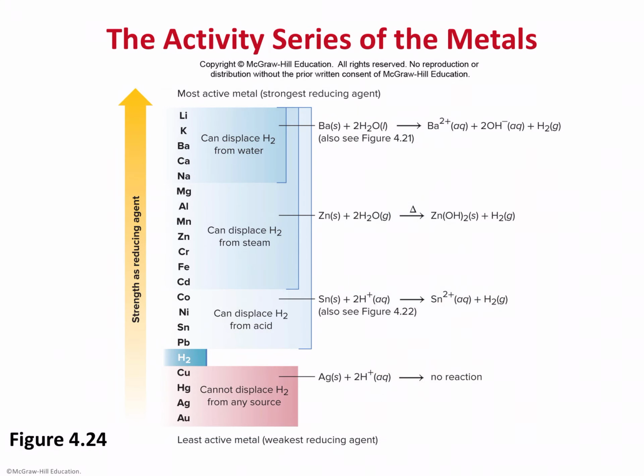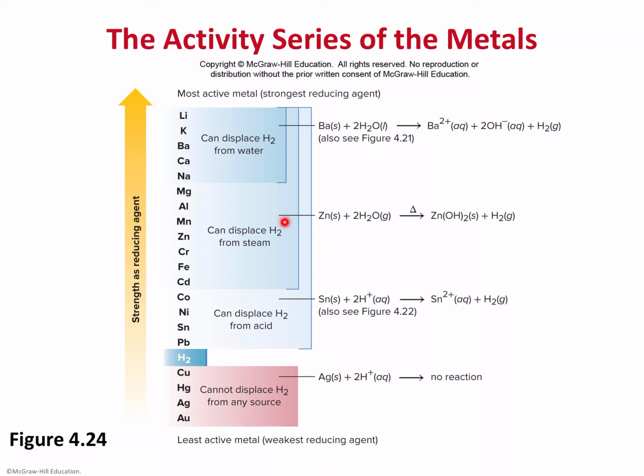Now, based on that activity, which element can displace which kind of elements, if you put it together, there is an activity series of the metals. So the highest in the activity series are very reactive. So these elements, lithium, potassium, barium, calcium, sodium, they can react with water and then displace hydrogen from water. For example, barium plus water gives barium hydroxide and hydrogen gas.